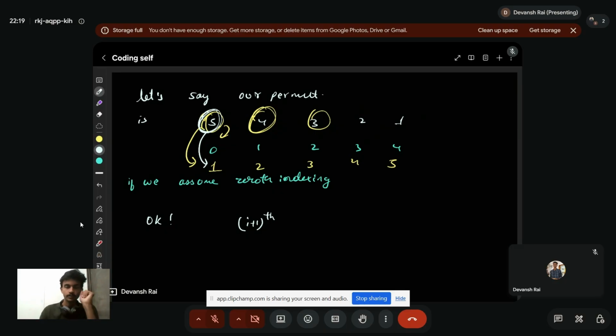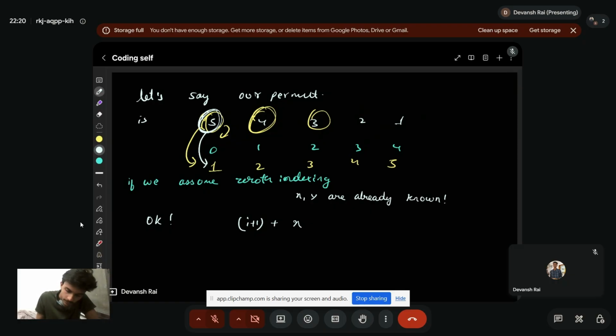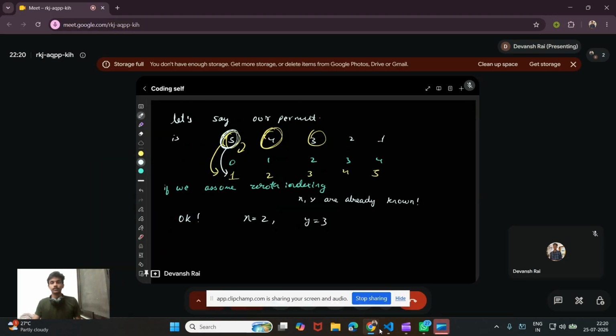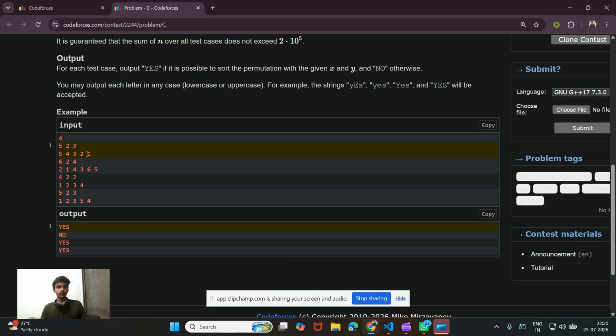So if we say this is the thing 1, and then we add x and y, which are already known, let's assume x to be 2 and y to be 3, as our first test case is this. Look at our first test case. The first test case has x as 2 and y as 3.